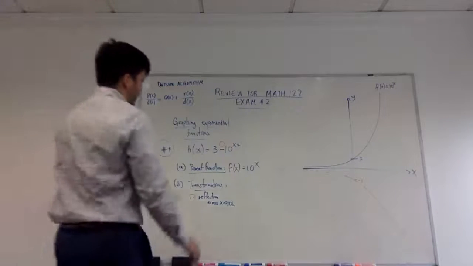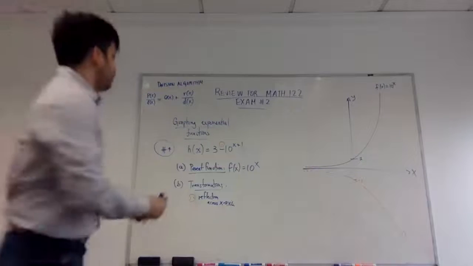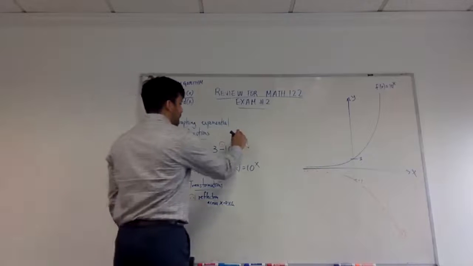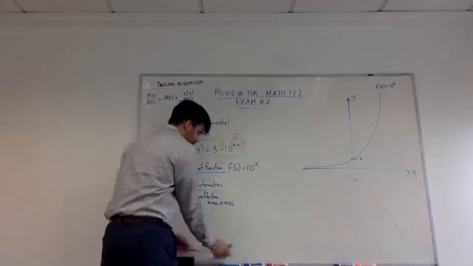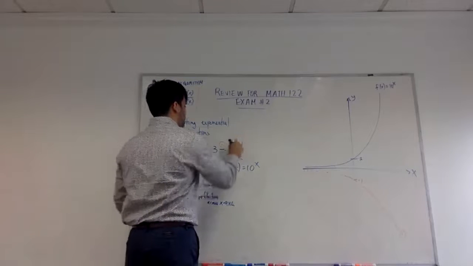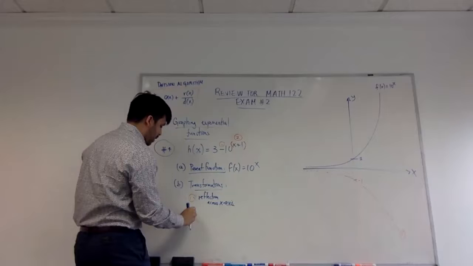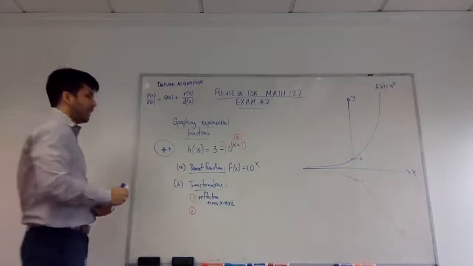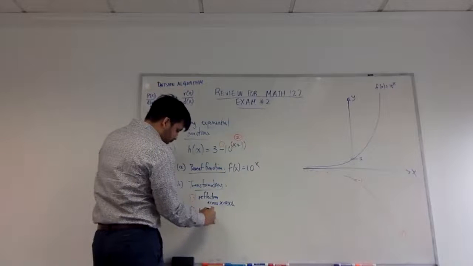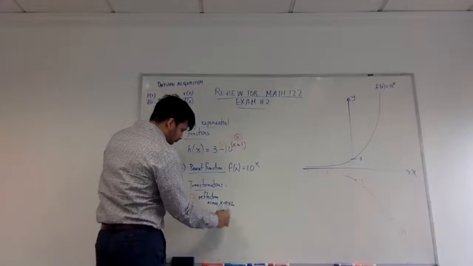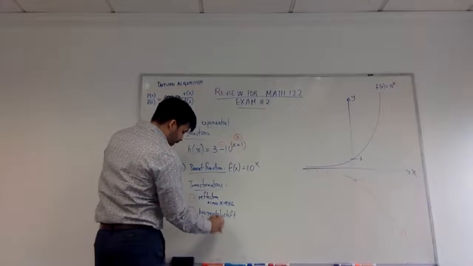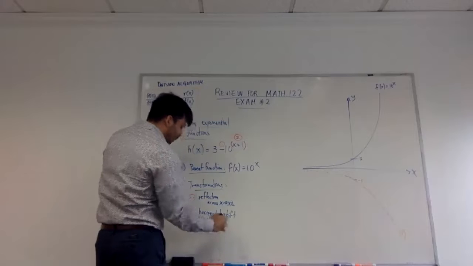Second step, this plus 1 is within the x, right? I'm adding the 1 to the x. So that means, I should do another color. This means that my second transformation is a horizontal shift to the left, pardon me, horizontal shift to the left by 1 unit.